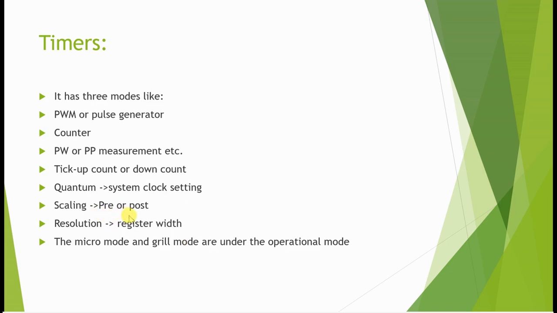And next, scaling, pre or post, meaning pre-scaler or post-scaler. They divide the clock to adjust the timing. For example, a pre-scaler of 8 will divide the clock by 8, slowing down the timer.